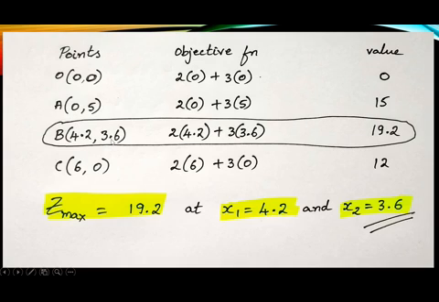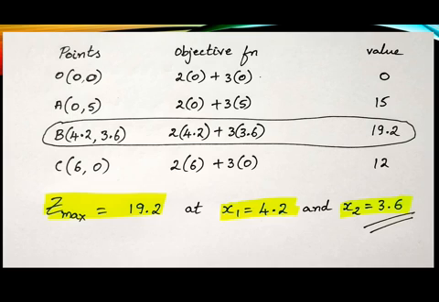So the optimal solution for the linear programming problem that we considered was 19.2, at the point with coordinates x1 is equal to 4.2 and x2 is equal to 3.6. Hope the concept is clear.